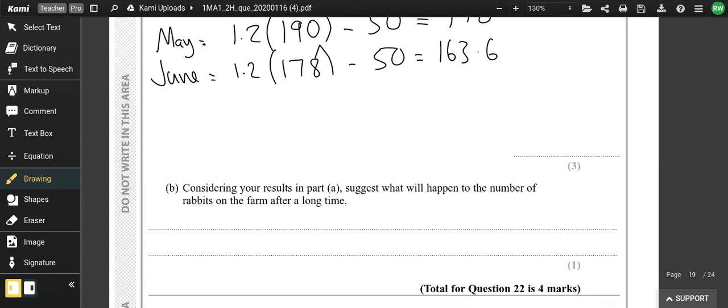So that's kind of what they're looking for in part B. Considering your results, suggest what will happen to the number of rabbits on the farm after a long time. So we can't have negative, so you assume that the number of rabbits will become 0. So you could say that they'll die out, but something along those lines of the number of rabbits will go towards 0.